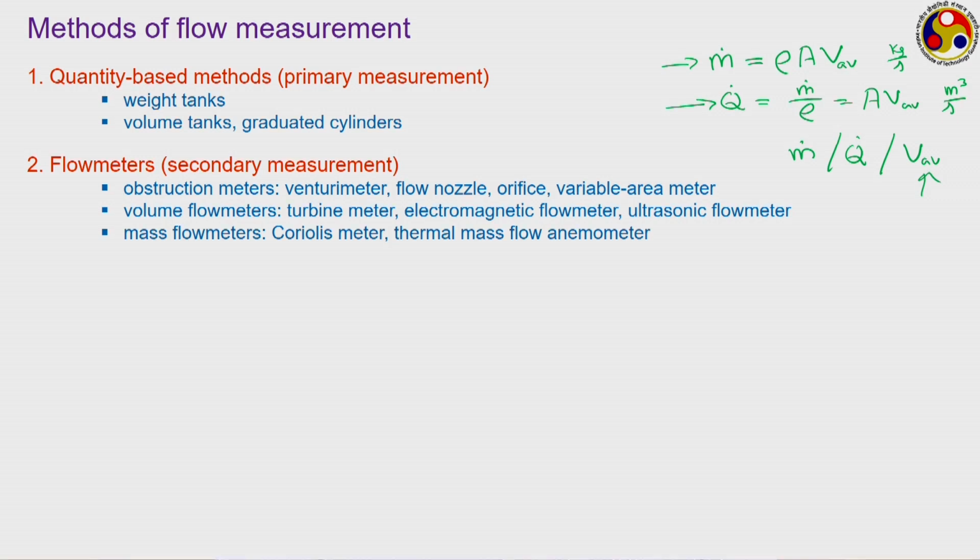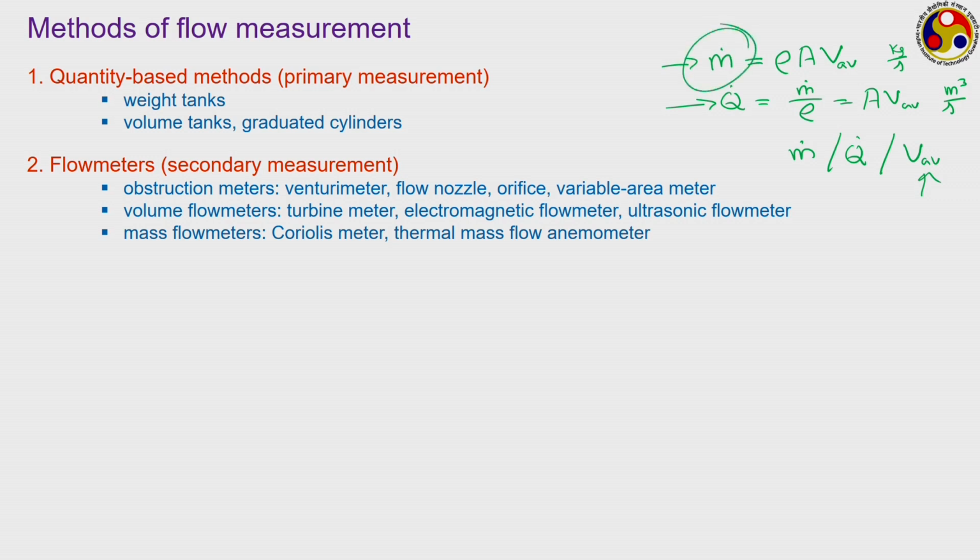We can have obstruction meters where the flow rate is actually converted to pressure drop. It is transduced to pressure drop, and then this pressure drop is used to calculate the flow rate. Examples can be venturi meter, flow nozzle, orifice meters, variable area meters. We shall be discussing some of them in today's lecture. Then we can have volume flow meters, something like turbine meters, electromagnetic flow meter, ultrasonic flow meter, etc. We can have mass flow meters also, where in fact our measuring parameter is this m dot.